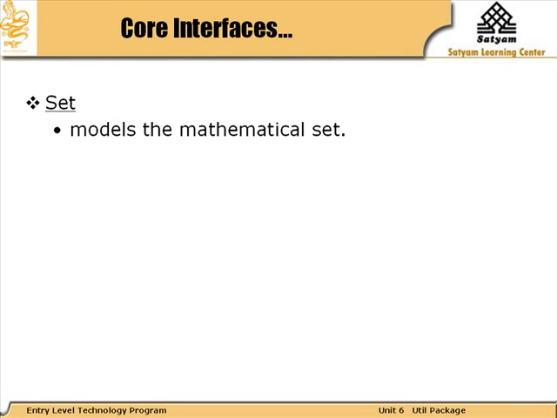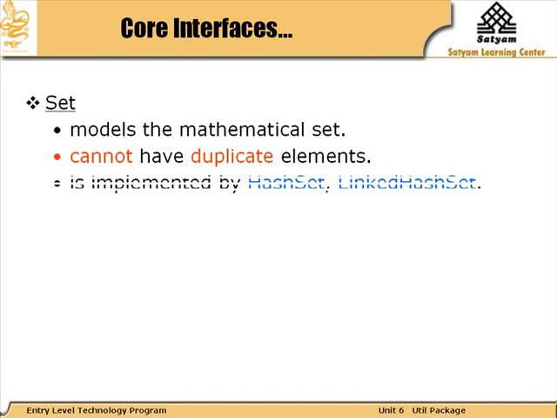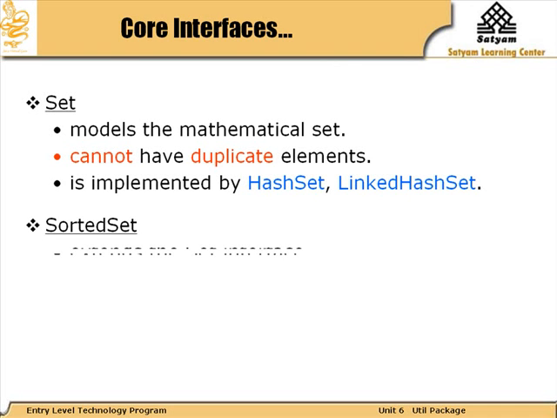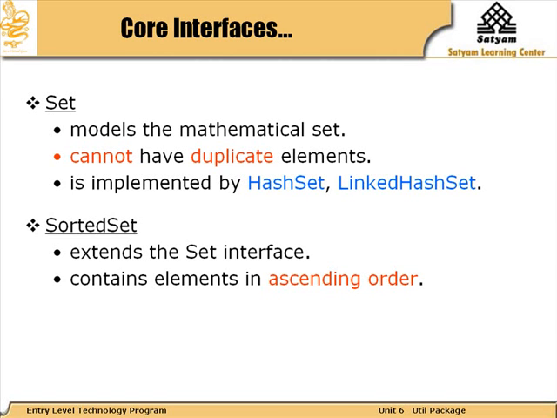Set interface. Set interface models the mathematical set. Set interface cannot have duplicate elements. Set interface is implemented by HashSet and LinkedHashSet. Sorted set. Sorted set extends the set interface. Sorted set contains elements in ascending order. Sorted set is implemented by TreeSet.